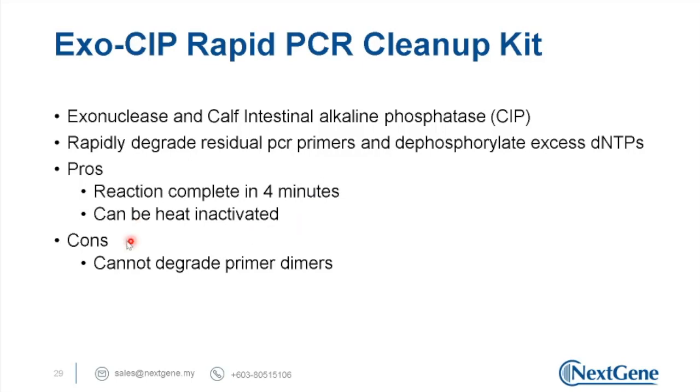The only downside of this particular kit is that it can only digest single-stranded DNA, for example, the forward primer and the reverse primer. However, if the PCR reaction generates a primer dimer, it will form a double-stranded unspecific product. And because it's double-stranded, the exonuclease will not be able to degrade the primer dimers. It will remain there.